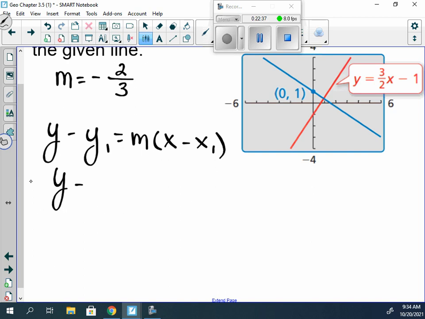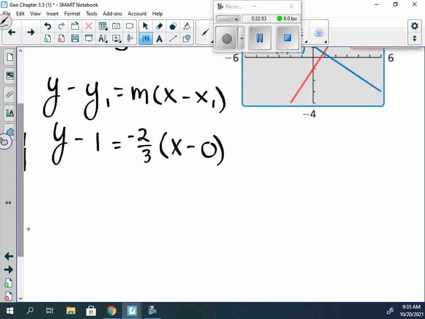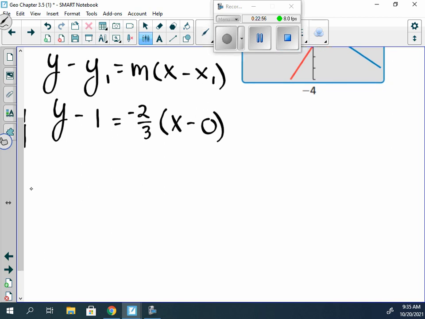So the y value is 1, the slope is negative 2/3, times x minus 0. So what can we do next? Distribute the 2/3. So we'd have y minus 1 is equal to negative 2/3 x. We could say plus 0, but we can also leave it off because anything times 0 is 0. What do we do next?